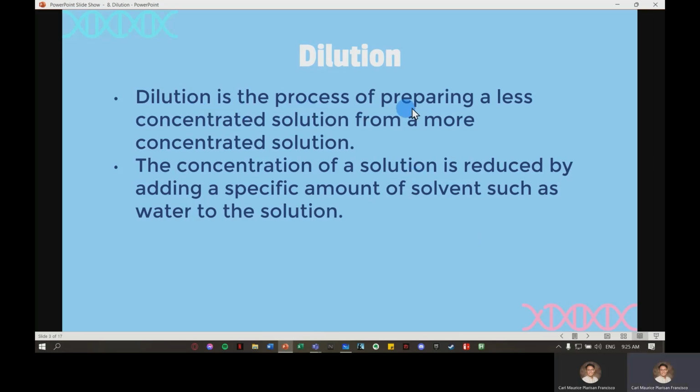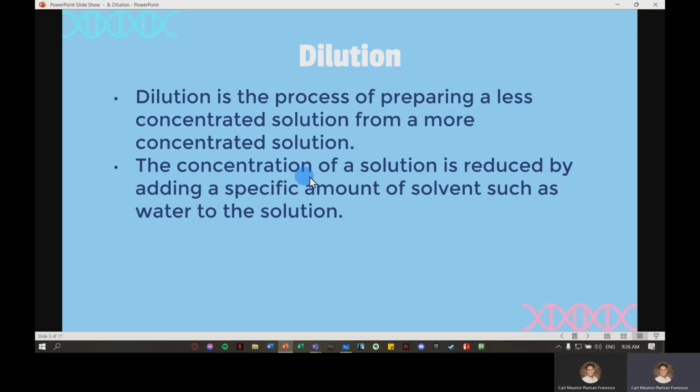Dilution is the process of preparing a less concentrated solution from a more concentrated solution. Take note, dilution is the process of preparing a less concentrated solution from a more concentrated solution. Ibig sabihin po, ginagawa ang dilution para gumawa ng mas mababang concentration mula sa mas mataas na concentration.